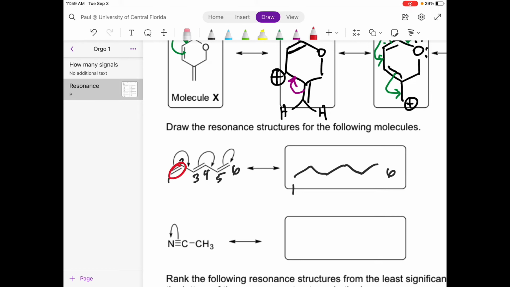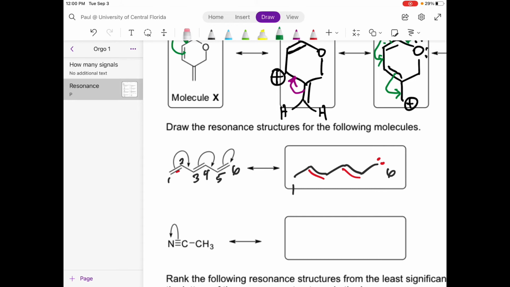That double bond moved from between carbons 1 and 2 to between carbons 2 and 3. And then the double bond between 3 and 4 moved between 4 and 5. And then the pi electrons between 5 and 6 just added a lone pair on carbon 6. And so that's where all the electrons have moved.